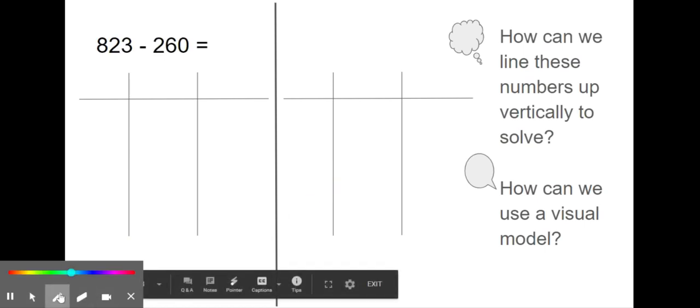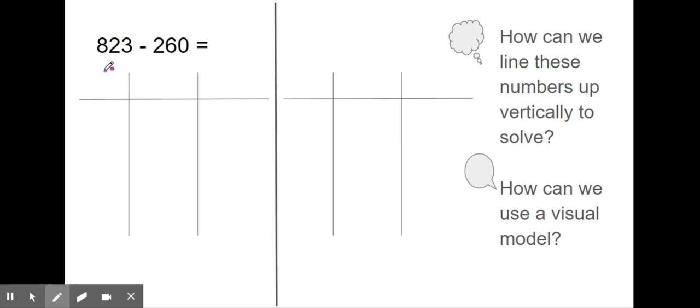Okay, so this time we are going to do 823 take away 260. So let me do my hundreds, tens, and ones, and make sure I'm lining my numbers up correctly. 823 take away 260.